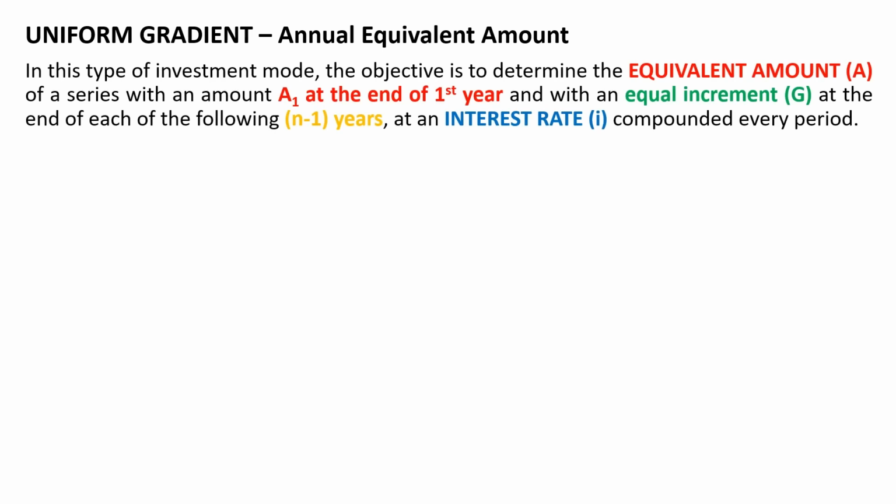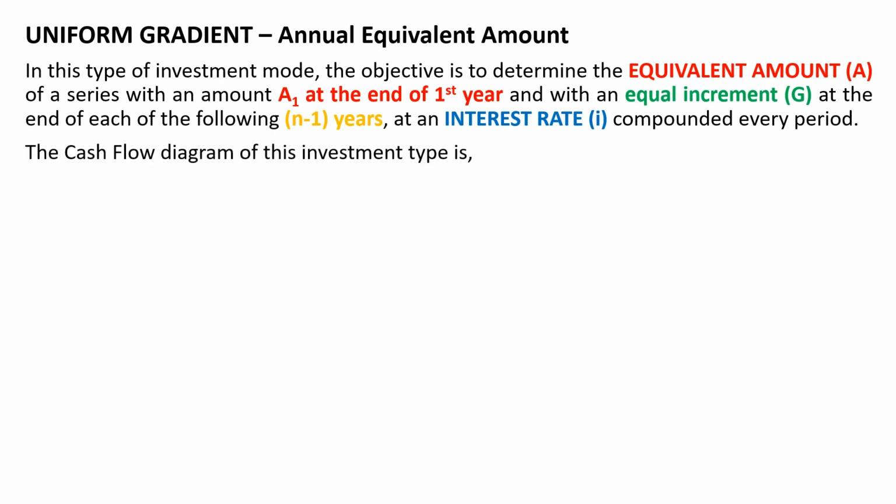Uniform gradient annual equivalent amount. In this type of investment mode, the objective is to determine the equivalent amount A of a series with an amount A1 at the end of first year and with an equal increment G at the end of each of the following n-1 years at an interest rate I compounded every period.